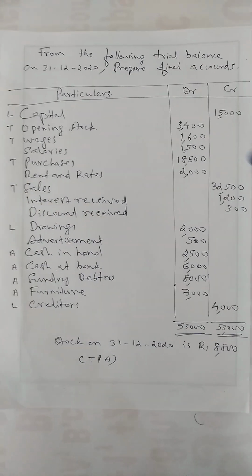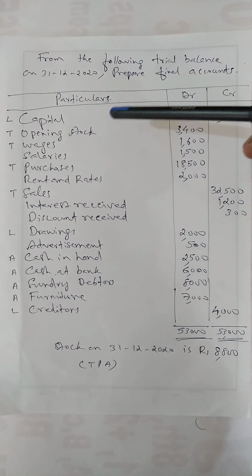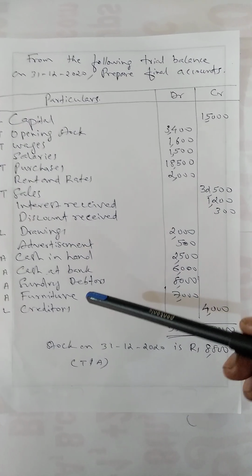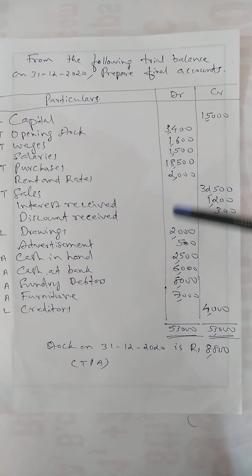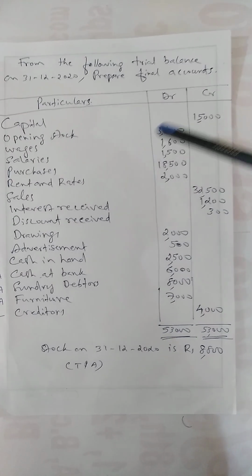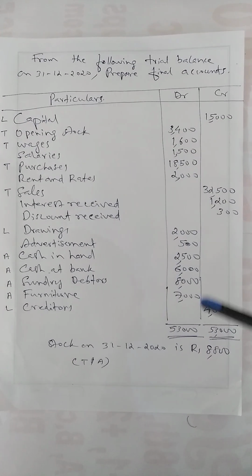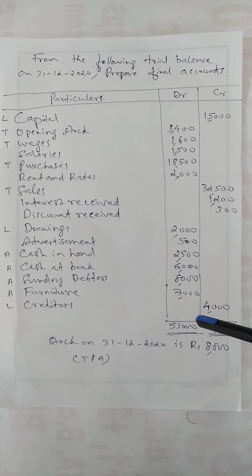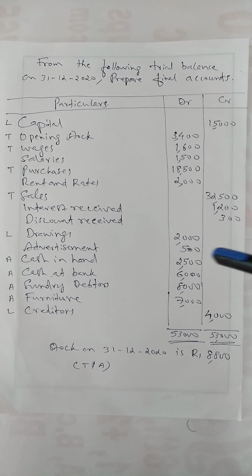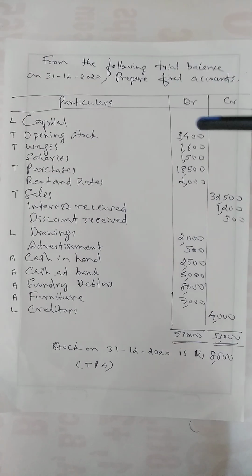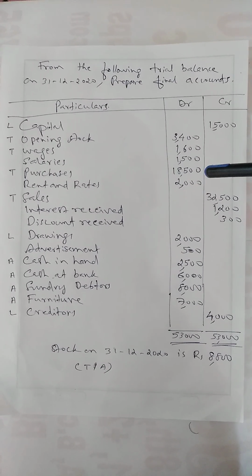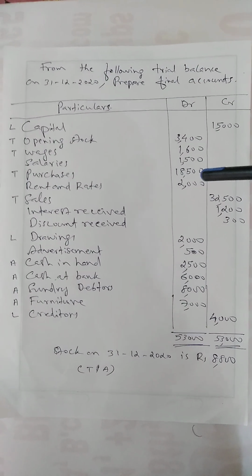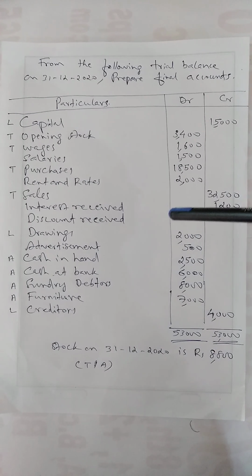This trial balance consists of several items, and the amounts of some items are shown on the debit column and some items are shown on the credit column. On what basis are the amounts shown on the debit and credit column? Sometimes there may be such a doubt. Okay, now I am making it clear.